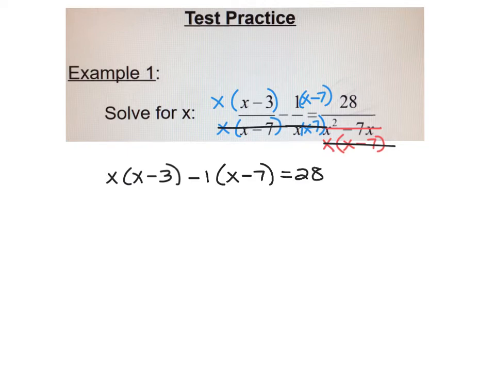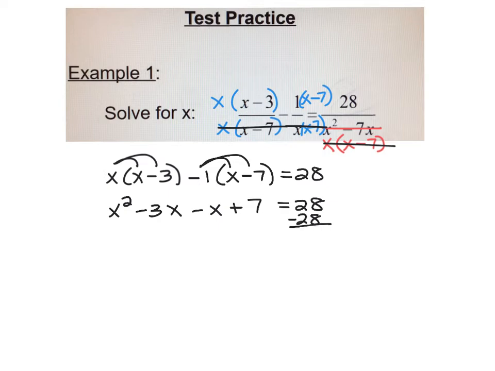All right, so when we distribute, we get x times x is x squared. X times negative 3 is negative 3x. Negative 1 times x is negative x. And negative 1 times negative 7 is positive 7. And I'm going to bring down the equals 28. All right, so now we know we want to get one side of the equation set equal to 0. So I'm going to subtract 28 from both sides, and then the right-hand side of the equation does equal 0.